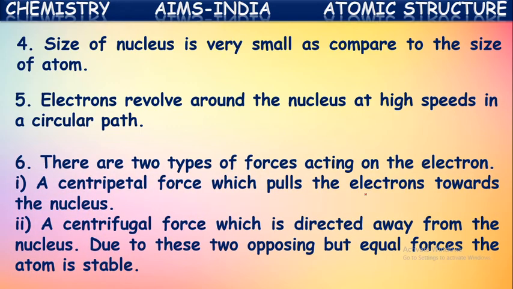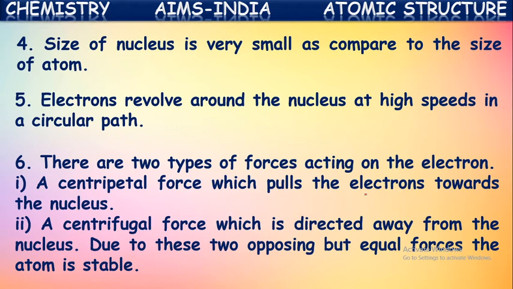Whenever these electrons are revolving around the nucleus, there are two types of forces acting on them. One of them is a centripetal force, which pulls the electron towards the nucleus. As electrons are negatively charged particles and the total positive charge is concentrated at the center, there will be an attractive force between the two. That attractive force is called the centripetal force. This is acting on the electron.